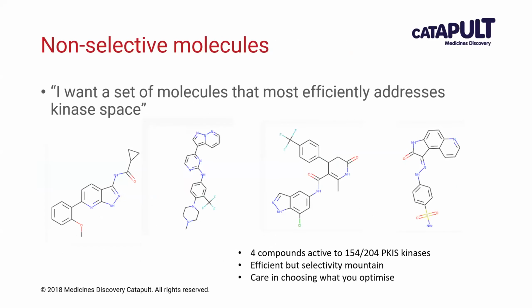So not quite as bad as PAINS and really kind of bogus modulatory approaches like that are non-selective molecules, but you want to limit the number of these you have in your targeted library. So you might say that I want a set of molecules that efficiently addresses kinase space. That sounds like a really nice aim, something that you would want to do.